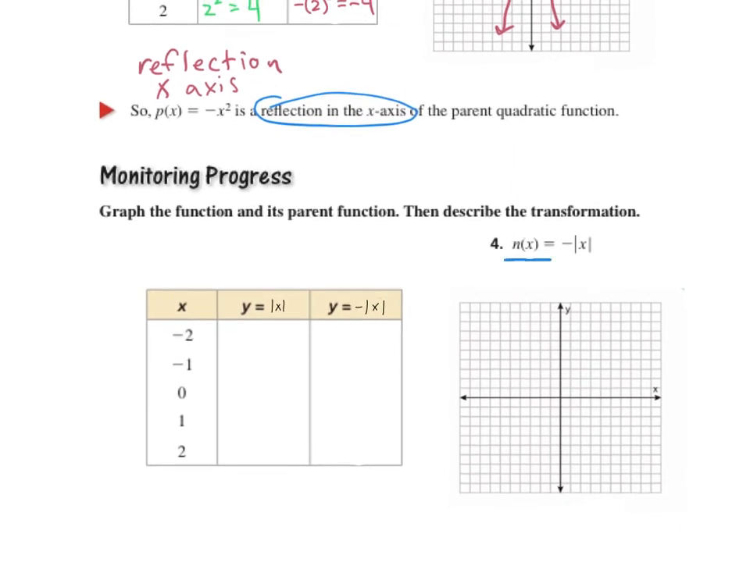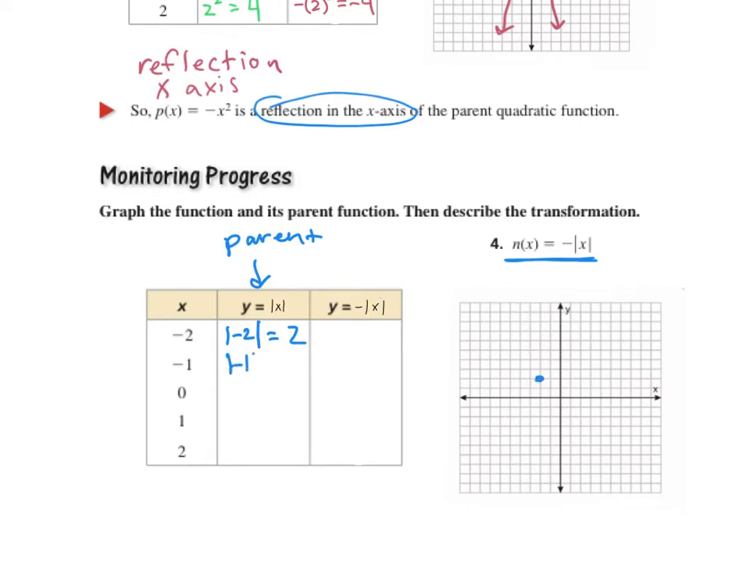So here we're going to be graphing n of x is equal to negative absolute value of x. So our parent function is going to be this absolute value of x. So remember, absolute value makes whatever number is inside of it positive. So even if it was a positive number, it just keeps that number positive. So we have the absolute value of -2 would be 2. So we go to the left 2 and up 2.